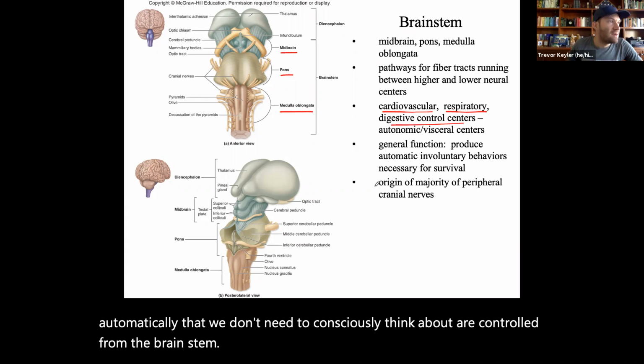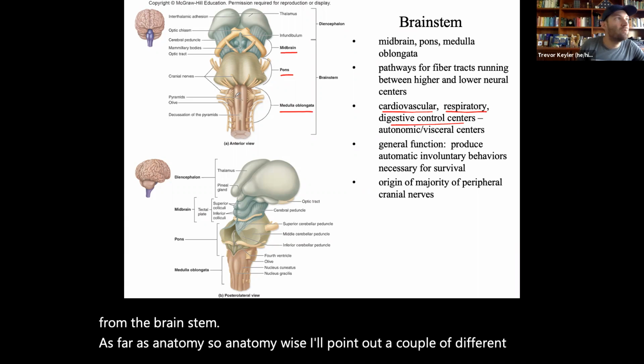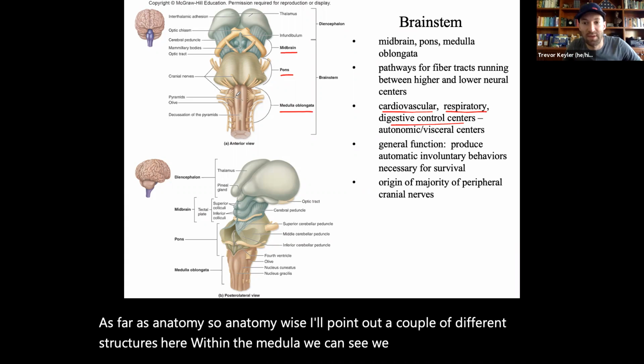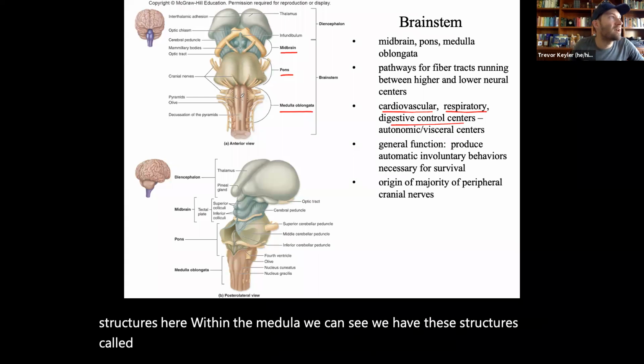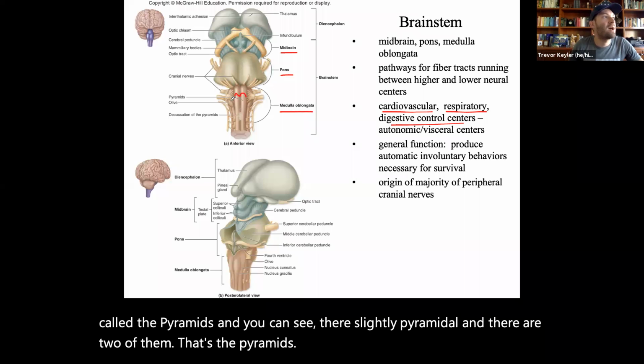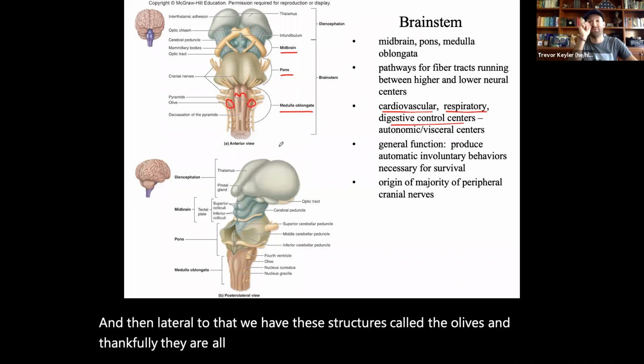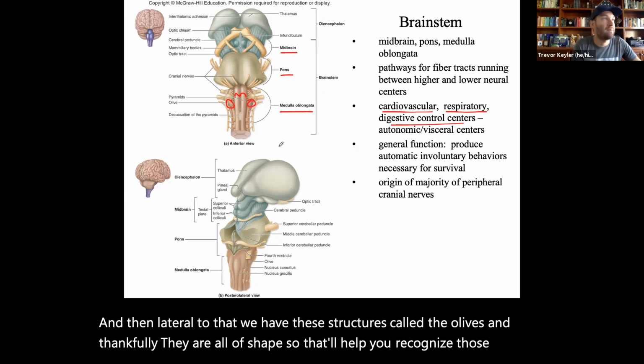As far as anatomy-wise, I'll point out a couple different structures. Here, within the medulla, we can see we have these structures called the pyramids. You can see they're slightly pyramidal, and there are two of them, hence the pyramids. And then lateral to that, we have these structures called the olives, and thankfully they are olive shaped, so that'll help you recognize those within Complete Anatomy.